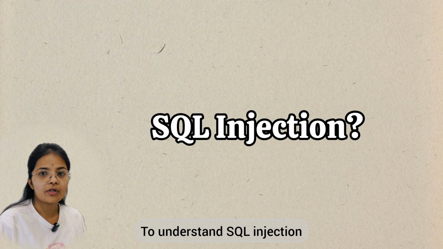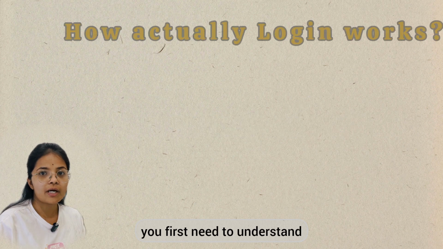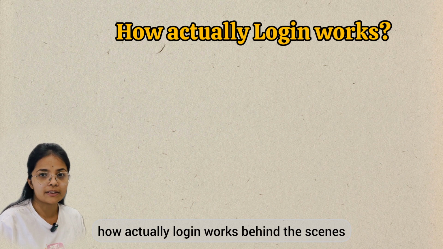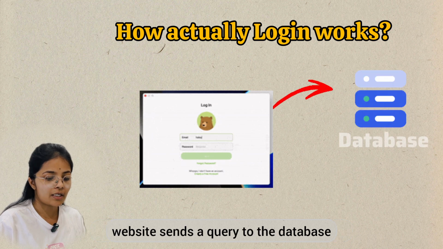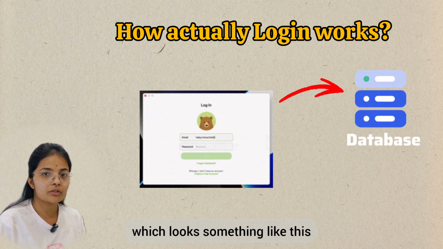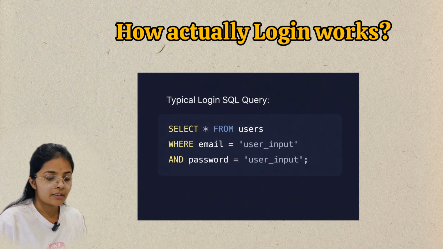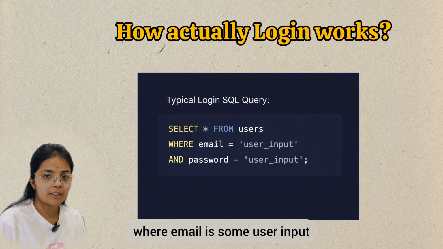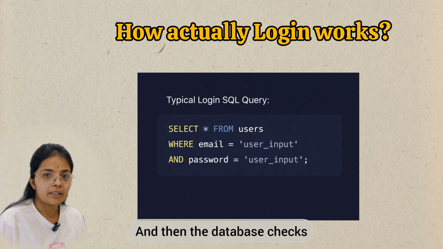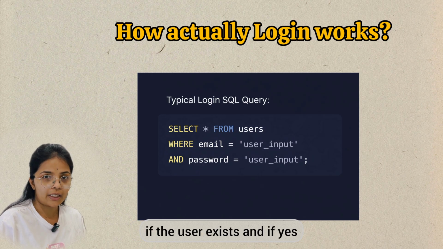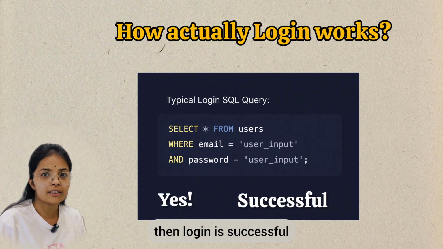To understand SQL injection, you first need to understand how login actually works behind the scenes. When you enter your email and password, the website sends a query to the database which looks something like this: SELECT * FROM users WHERE email = user input AND password = user input. Then the database checks if the user exists, and if yes, the login is successful.